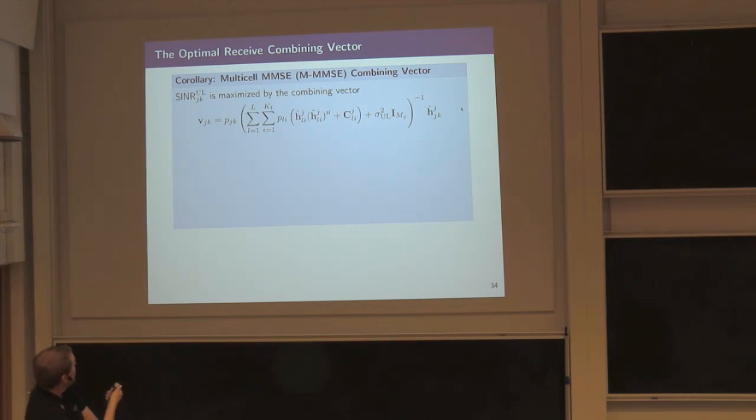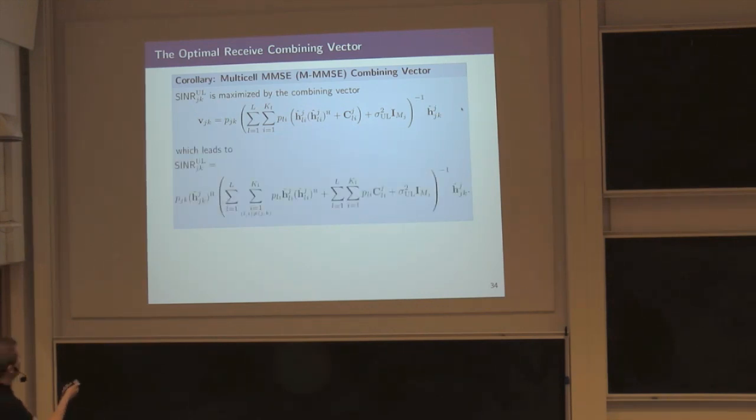The estimate times the estimate Hermitian plus the covariance matrix of the estimation error. We sum this up and then we add the noise here. This is what is maximizing that SINR expression. And if you put it back into the expression, you can simplify your SINR expression, and it's going to look in this form here.